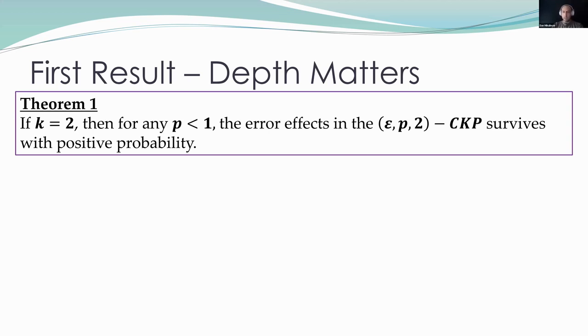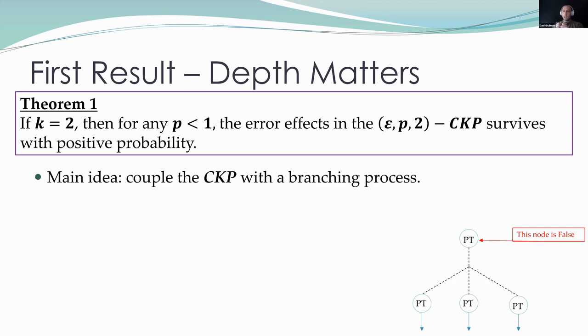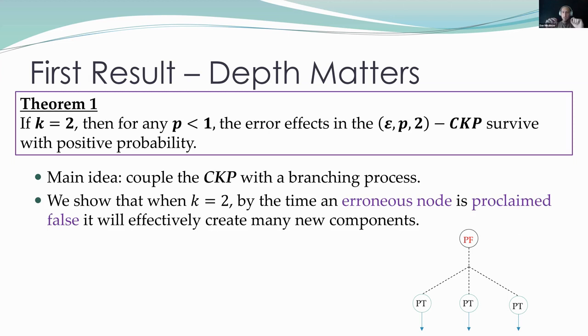And the idea of the proof is rather simple. Okay, we couple the CKP, the cumulative knowledge process, with the branching process. And because the checks are so shallow, we are able to show that if you look at a false node and you look at what happens at the subtree rooted at that node by the time it is proclaimed false, well, we show that effectively it generates many new components beneath it. Okay, so by using a branching process argument, it just shows that there is some positive probability of this tree growing up to time infinity.